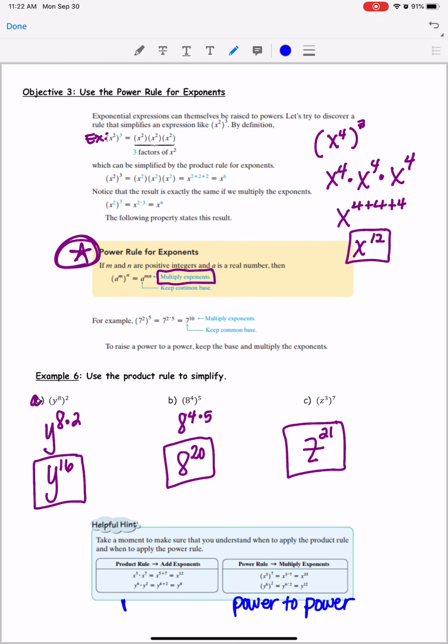So no parentheses, parentheses. When you have no parentheses, we're adding those exponents. When I have parentheses, I am multiplying, when you have a power to a power. So keep that in mind.